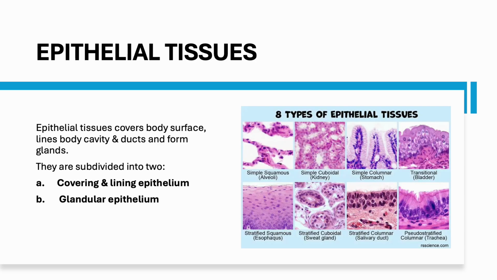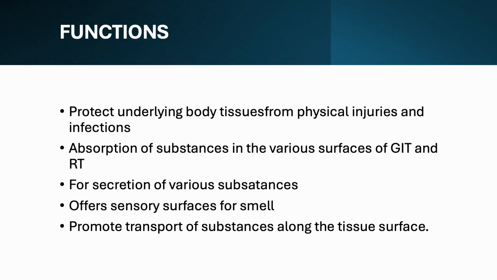Epithelial tissues help in protecting the underlying body tissues from physical injuries and infections. They help in absorption of substances in the various parts of the GI and respiratory tract, help in secretion of various substances, mostly in the kidney, offer sensory surfaces for smell, and promote transport of substances along the tissue surfaces.